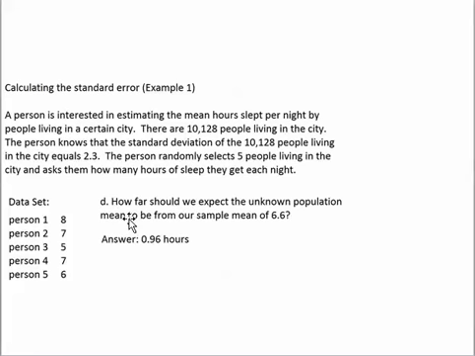Now let's answer this question. How far should we expect the unknown population mean to be from our sample mean of 6.6? Well, since the standard error came out to 0.96, we think that the population mean is about 0.96 away from our sample mean in either direction. We can't say that it's exactly 0.96 away, but that's our estimate of how far away it is.